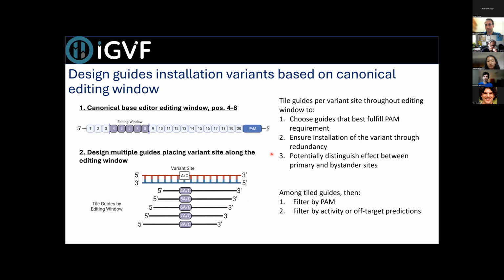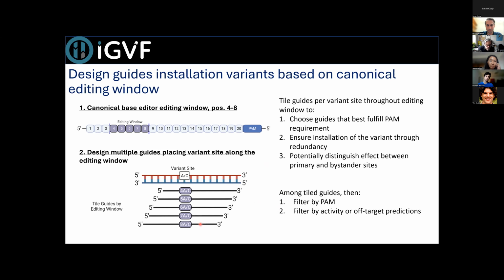Additionally, you can ensure installation of the variant through redundancy. It is possible that when you're cloning your library you may get dropout of certain guides in your plasmid library. So just to ensure that you're able to target your variant site, it's good to have multiple guides for redundancy in case 1 or 2 drop out from your library.